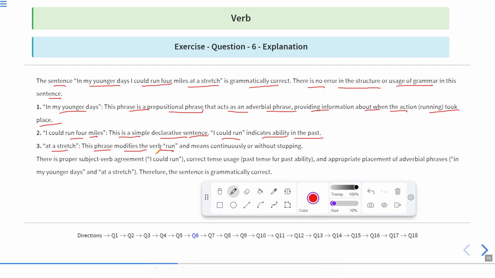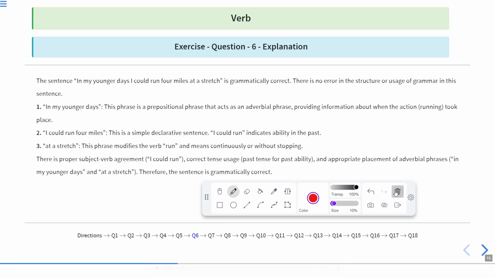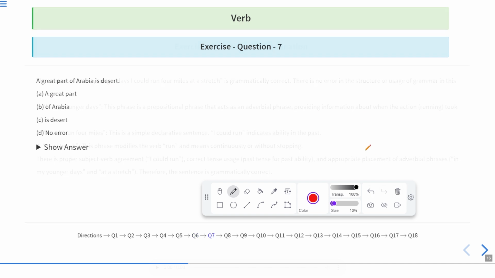There is a proper subject-verb agreement. I could run: correct tense usage, past tense for past ability, and appropriate placement of adverbial phrases in my younger days and at a stretch. Therefore, the sentence is grammatically correct. So, the entire sentence is grammatically correct. There is no error in this sentence. Now let us move to the next question.